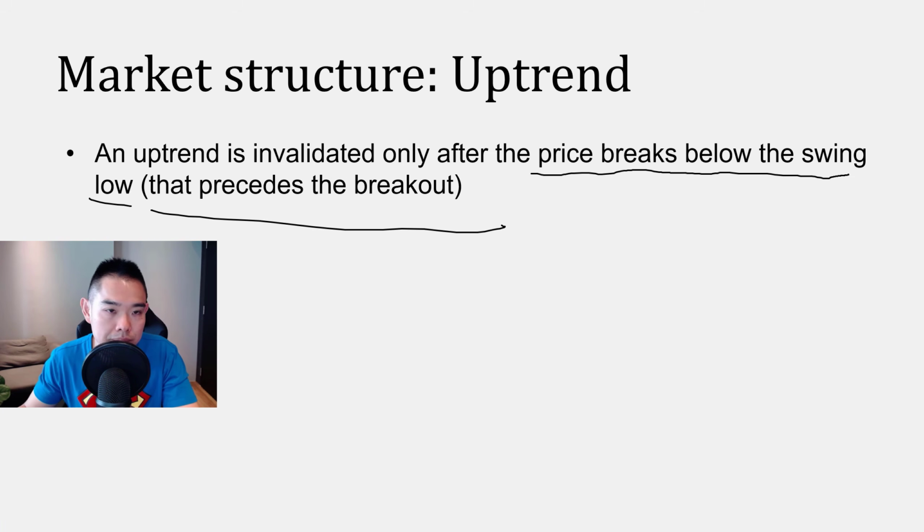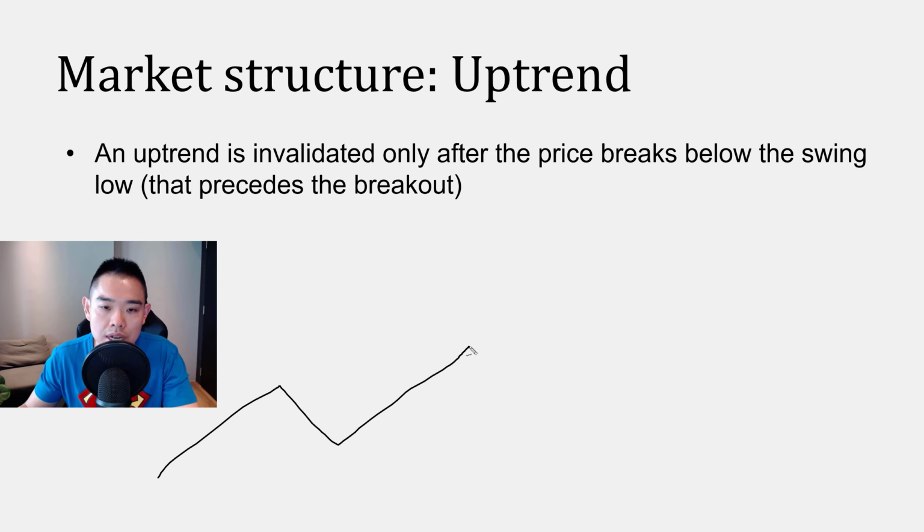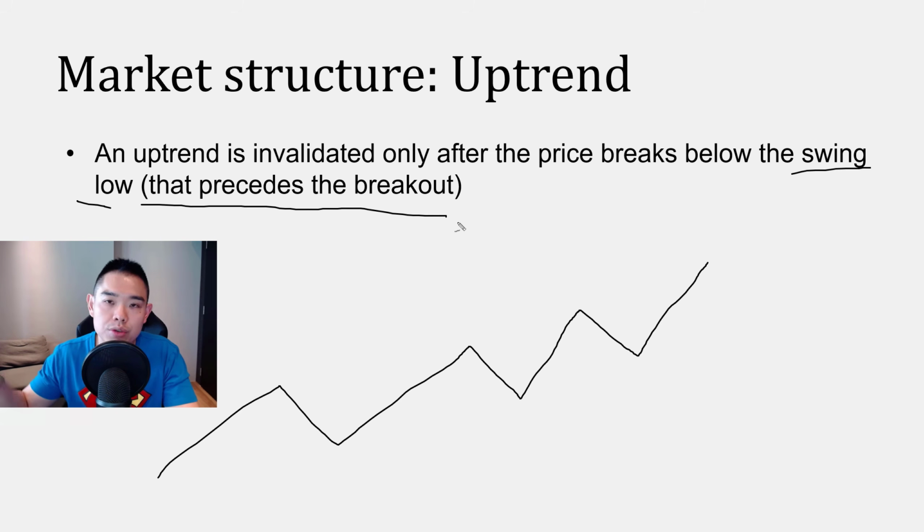Let me give you an example. If you look at an uptrend, price goes up, comes down, goes up, comes down, goes up, comes down, goes up. When we talk about the swing low that precedes the breakout, we are referring to a major swing point on the chart. It can be hard to decide what counts as a major swing point. For me, I know this is a major swing point, this is a major swing point. But new traders can't tell.